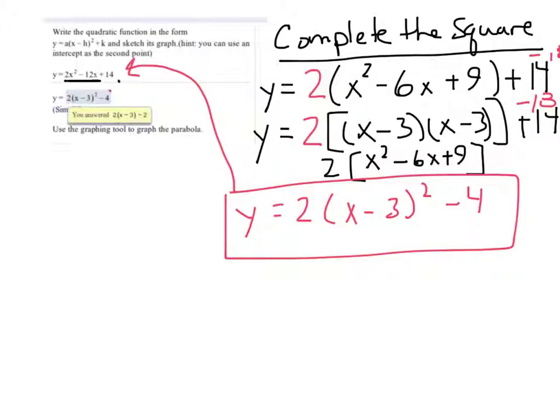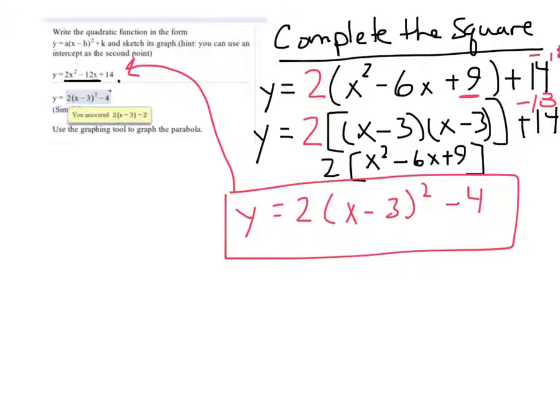So that would be an example of completing the square, but again you have to be really careful with this 2 out front, because the overall effect of taking negative 3 times negative 3 is you get this positive 9, but it's actually positive 9 times 2, positive 18, and I have to compensate for adding 18 by subtracting 18.